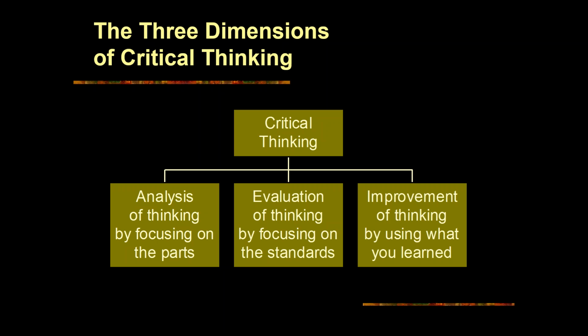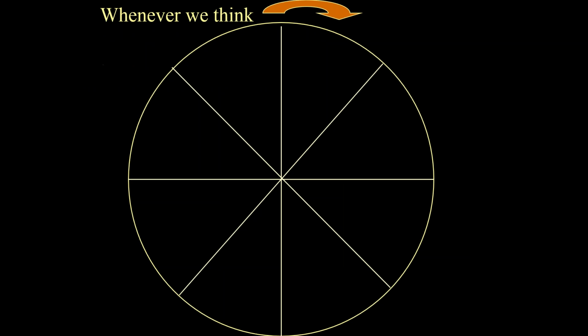So we analyze thinking by focusing on the parts, taking it apart. Then we need to evaluate those parts using intellectual standards. Why? Because ultimately we want to be able to improve our thinking. Why? Because the quality of our lives depends upon the quality of our thinking. Let's burrow into the concept of the elements of reasoning from different perspectives, beginning with this one.